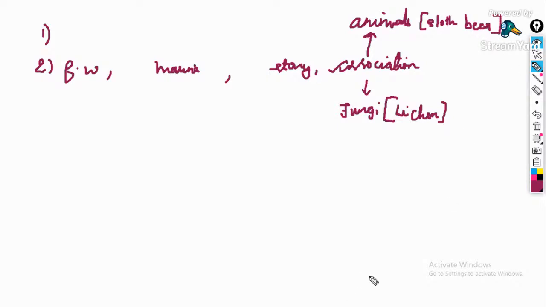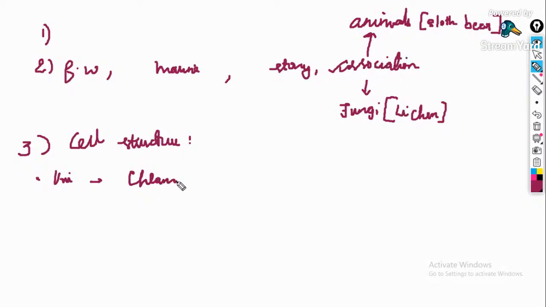Then next is the cell structure, the third point under general characteristics. First, unicellular, that is Chlamydomonas. Next is colonial, in the case of Volvox.